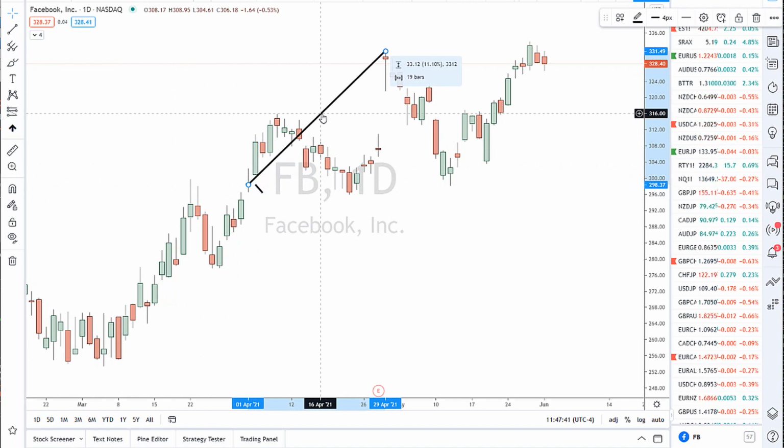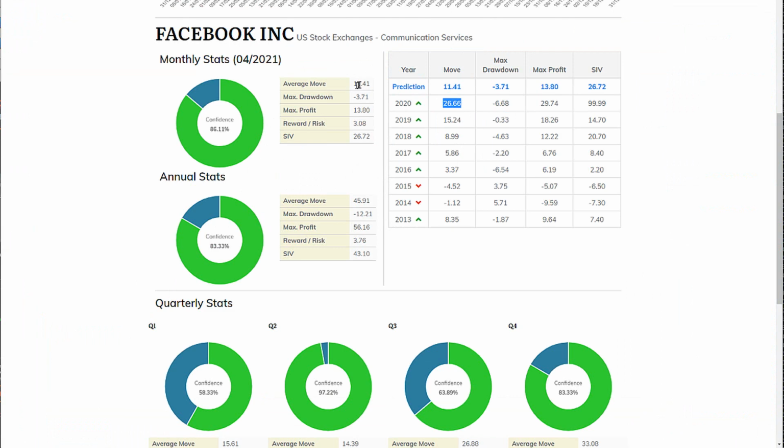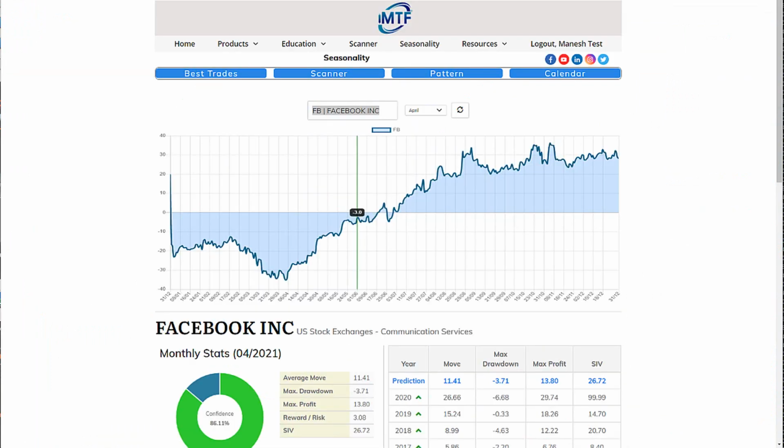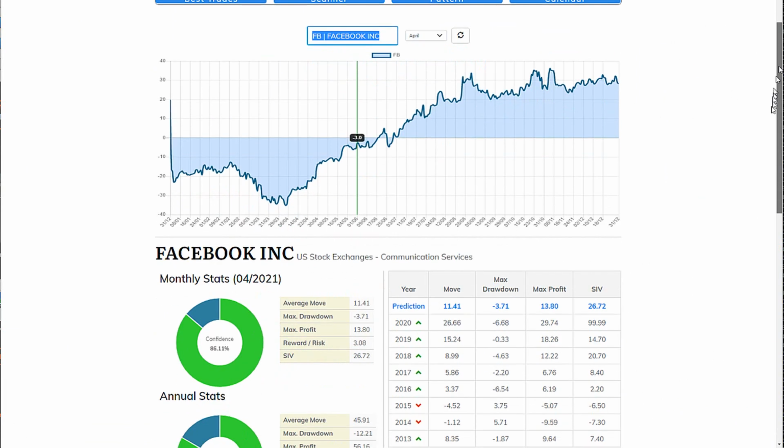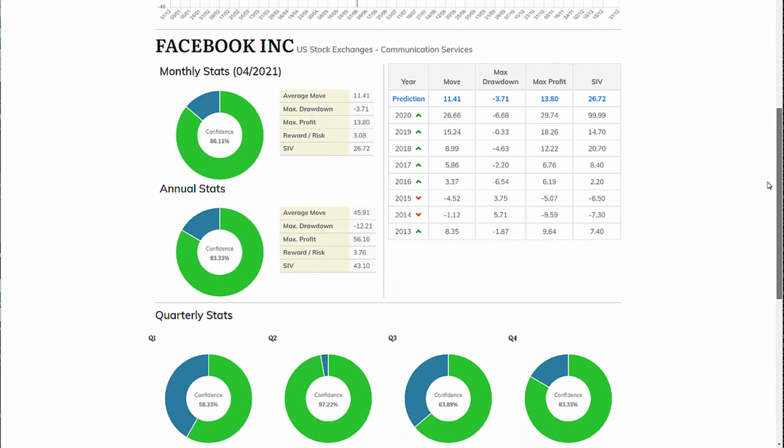Of course, you want to confirm it with your technical analysis, but this moved 11% when it told you an average move is around 11.41%, which is exactly what you're looking for. So that shows you exactly how you could use these statistics in various different forms. That's one way you could use it.